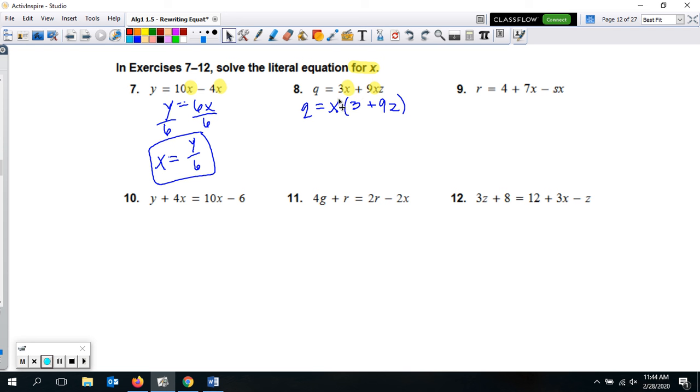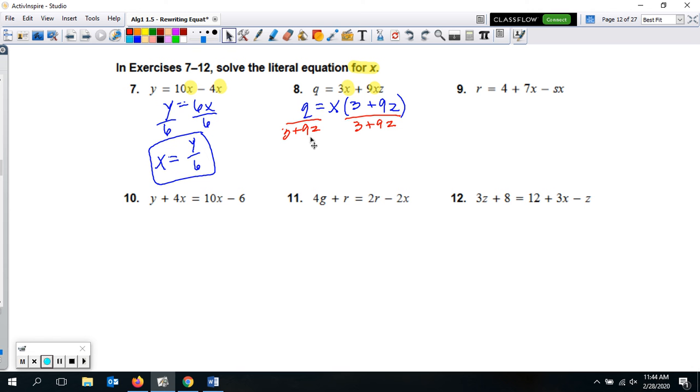All right, so now that we have x outside here, x is being multiplied by this binomial, we call it. When there's 2 terms, it's called a binomial. And so we can divide both sides by that binomial to get the x by itself. So that's what I'm going to do. Divide both sides by this 3 plus 9z. It would cancel out those 2. They're exactly the same thing over itself. Leaves me now just with x.